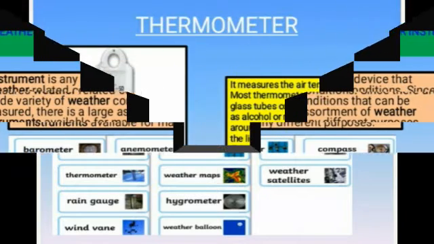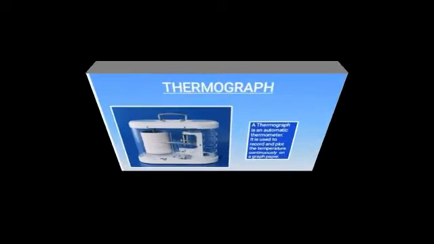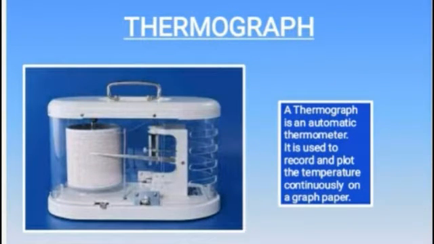Okay. So the first instrument which we saw was the thermometer. So why do we use a thermometer, children? A thermometer is used to measure the temperature of free moving air, while the maximum and minimum thermometer is used to measure the maximum and the minimum temperature. Okay. And when did we use a thermograph? Yes, a thermograph is used to measure the temperature continuously. This is a thermograph, and as I told you, a thermograph is an automatic thermometer and it is used to record and plot the temperature continuously on a graph paper.